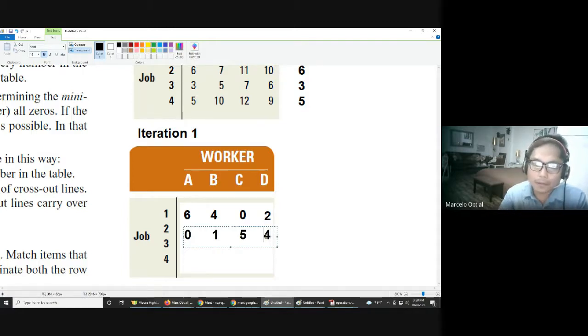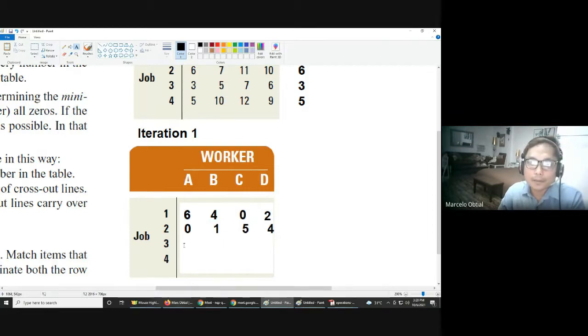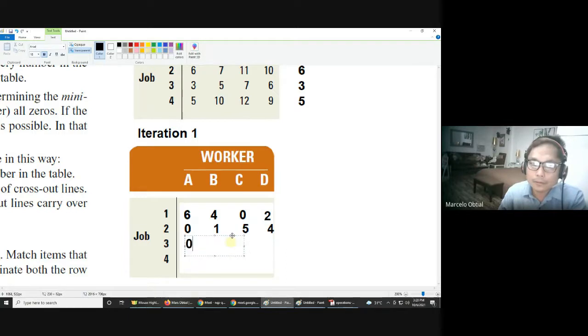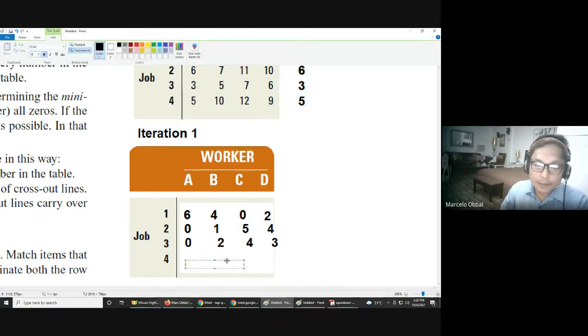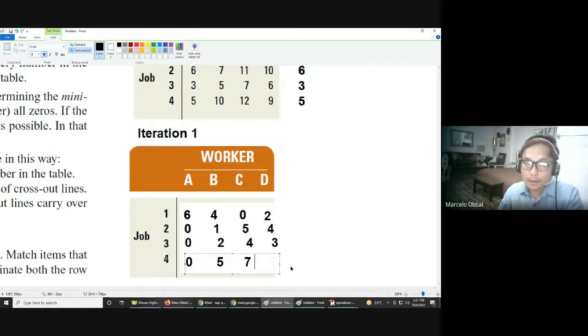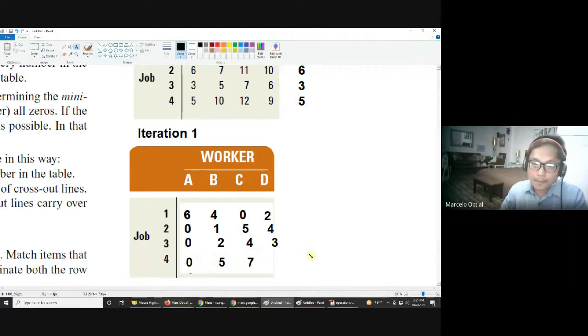Okay, next row, 3. 3 minus 3, 0. Next, 5 minus 3, 2. And 7 minus 3, 4. And 6 minus 3, 3. Okay? We just deduct the row minimum from each value inside. Next, 5 minus 5, 0. 10 minus 5, 5. 12 minus 5, 7. Okay, next. 9 minus 5, 4. Please check that, class. It's 4.